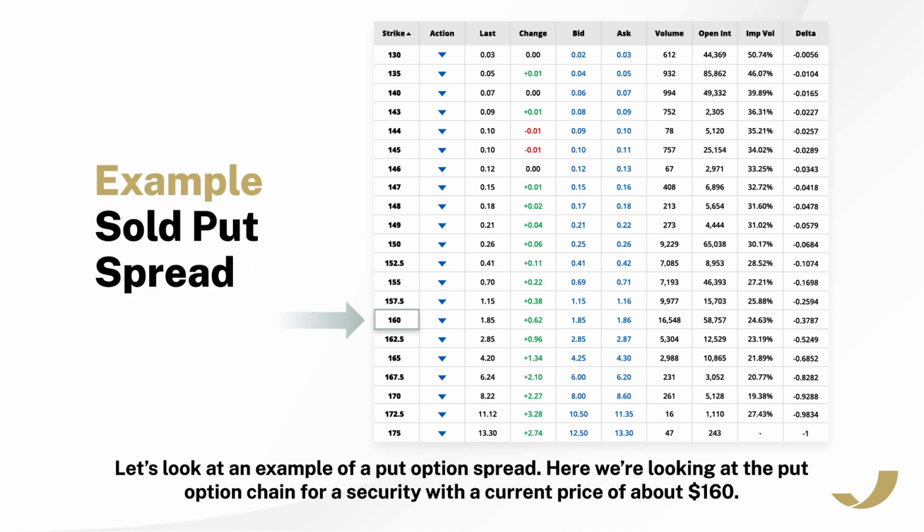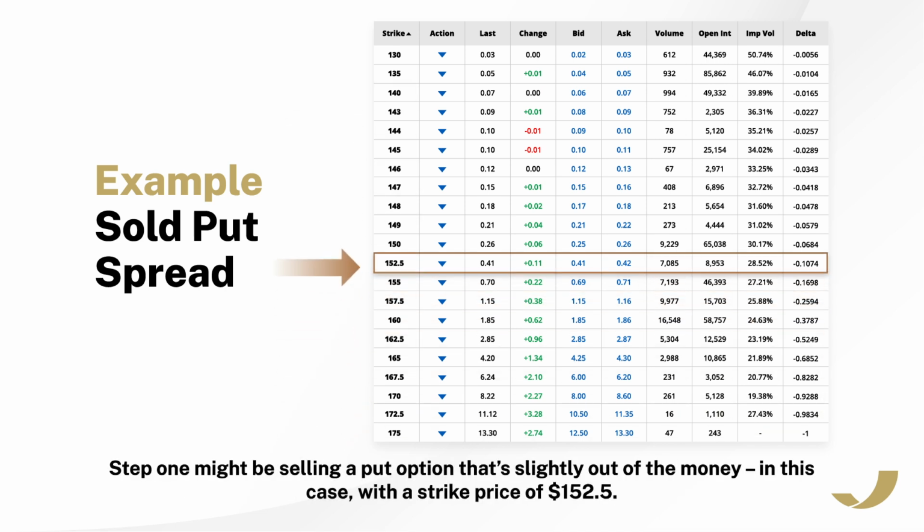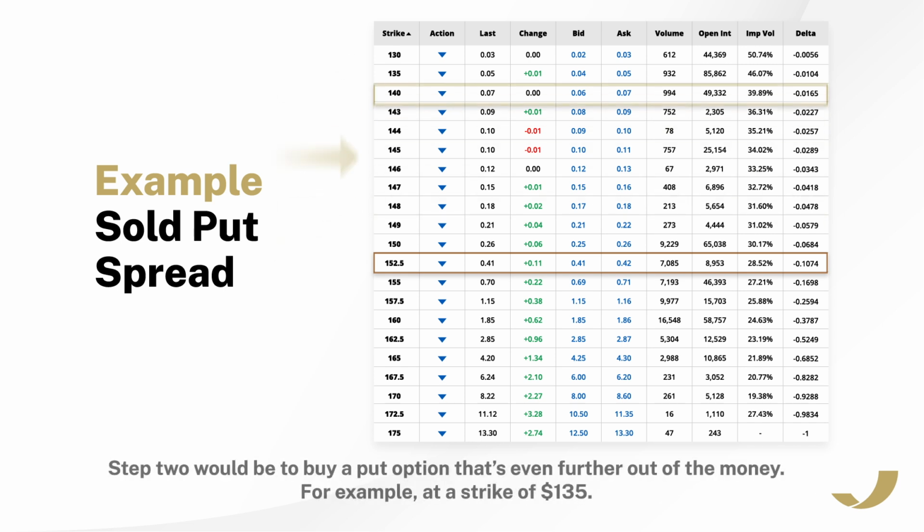Here we're looking at the option chain for a security with a current price of about $160. Step 1 might be selling a put option that's slightly out of the money, in this case with a strike price of $152.50. Step 2 would be to buy an option that's even further out of the money, for example, at a strike of $135.